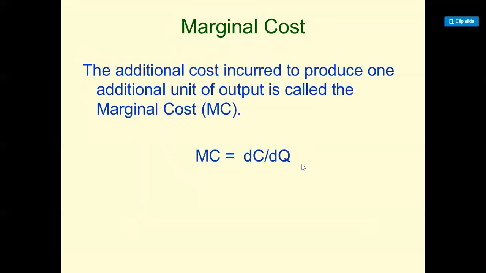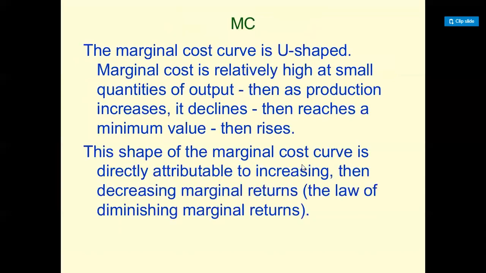Marginal cost, the additional cost incurred to produce one additional unit of output, is called the marginal cost. The marginal cost curve is U-shaped. Marginal cost is relatively high at small quantities of output. Then as production increases, it declines, reaches the minimum value, and then rises.